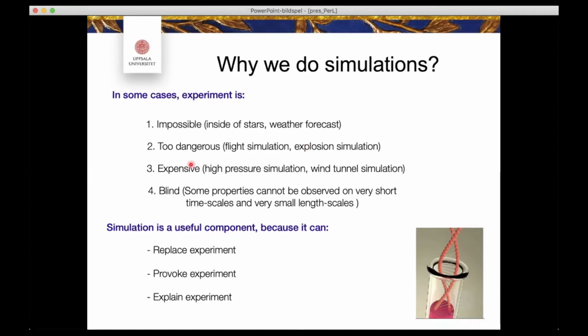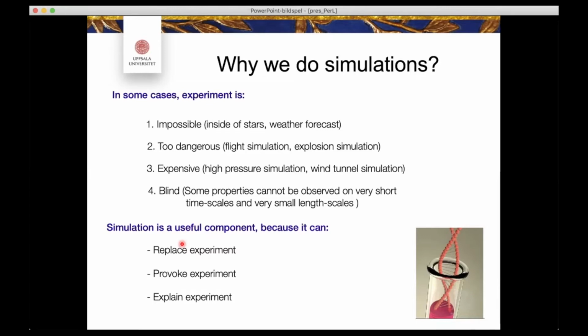Some experiments are also prohibitively expensive, such as high pressure simulations and wind tunnel simulations. And perhaps most relevant in this context is that some experiments are simply blind, because the properties of a particular system that we are interested in cannot be observed on very short time scales or very small length scales, even though they occur on those scales. We can't see them experimentally, or at least not without a certain degree of difficulty. So simulation is a very useful component in any scientific endeavor, because it can replace experiment, it can provoke experiment, but in some cases it can also explain experiments.